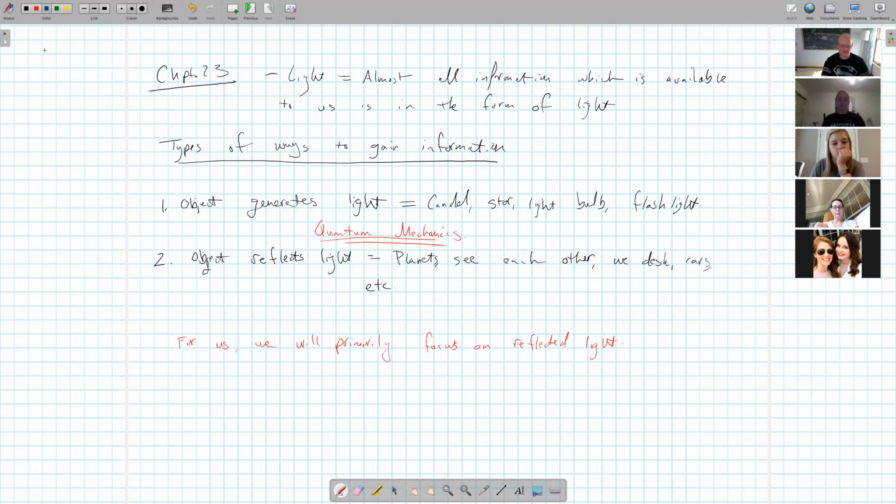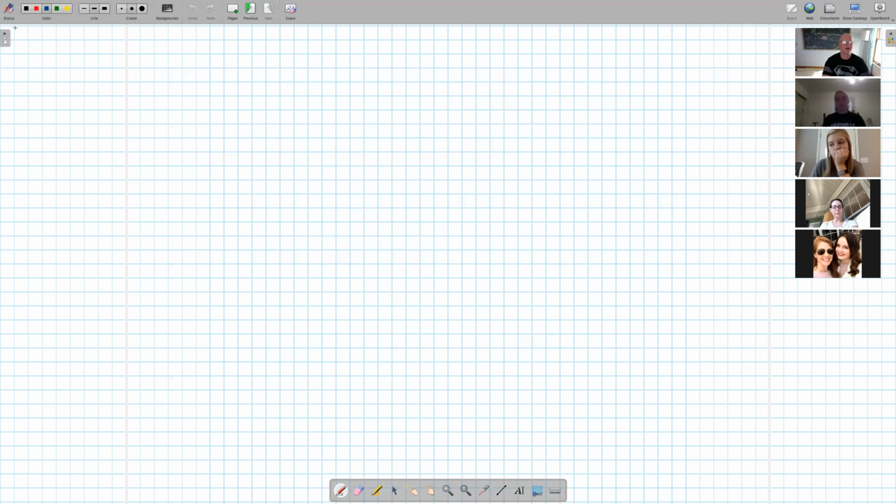Now, of course, we could be looking at something like a candle, something that's generating light. It's not going to change really anything that we're going to talk about, but again, we're just going to focus more on the fact that it's reflecting light. So we're not going to worry too much about how it actually generates light.